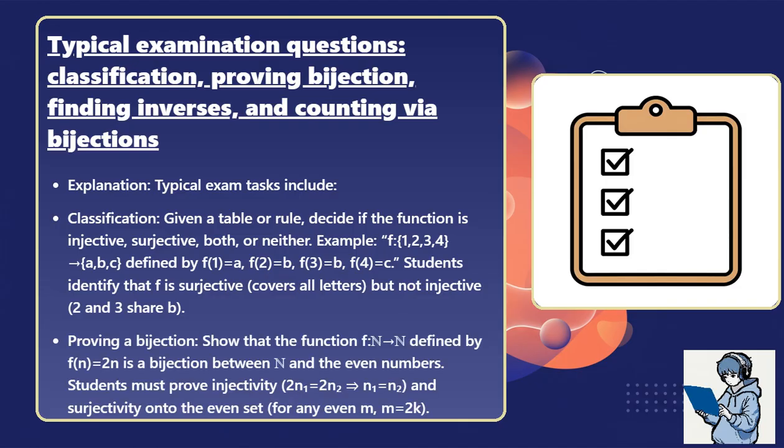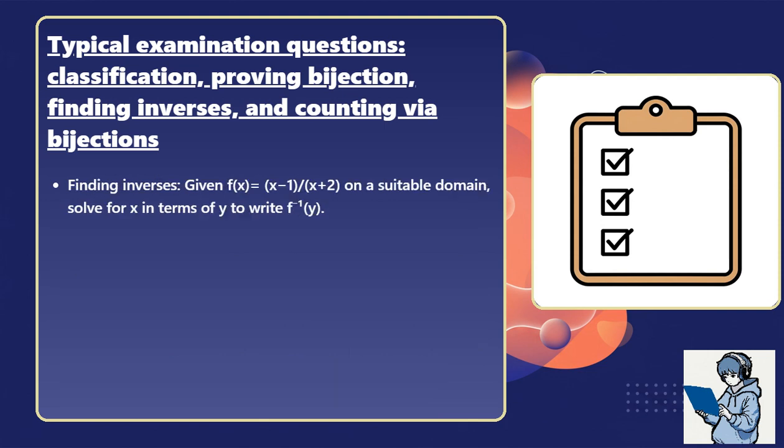Proving a bijection. Show that the function f from natural numbers to natural numbers defined by f of n equals 2n is a bijection between the natural numbers and the even numbers. Students must prove injectivity: 2n sub 1 equals 2n sub 2 implies n sub 1 equals n sub 2, and surjectivity onto the even set. For any even m there exists k such that m equals 2k. Finding inverses. Given f of x equals x minus 1 over x plus 2 on a suitable domain, solve for x in terms of y to write f inverse of y.